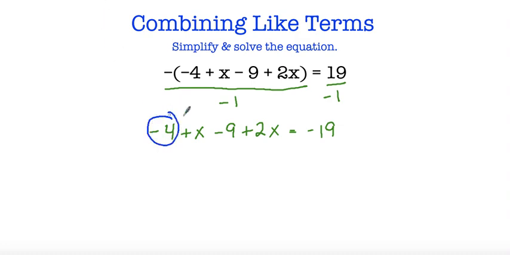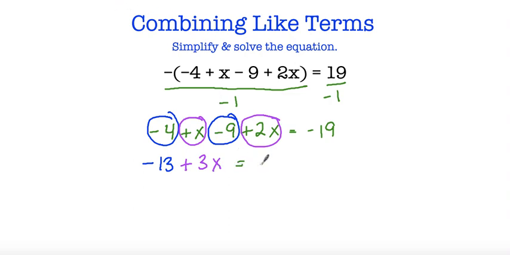Again, we would combine our like terms. This time we would have negative 4 and negative 9, which is negative 13. And then we would have x and positive 2x, which is positive 3x, is equal to negative 19. So remember the same thing, we have to isolate our x. So we would get rid of this negative 13 by adding 13 on both sides.